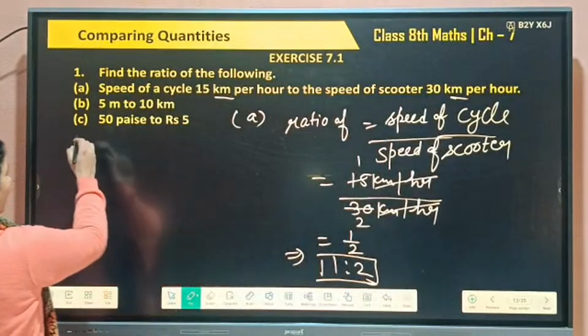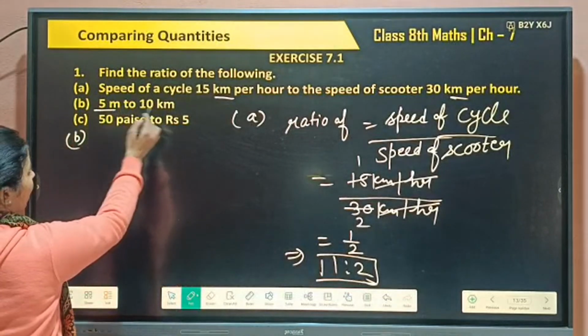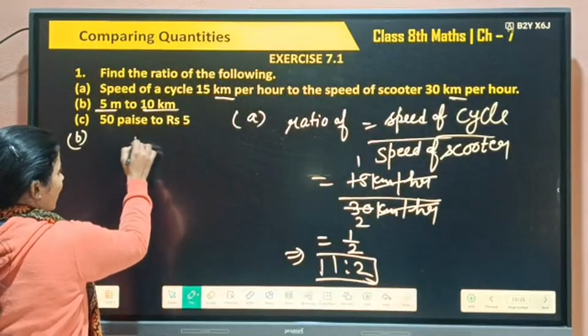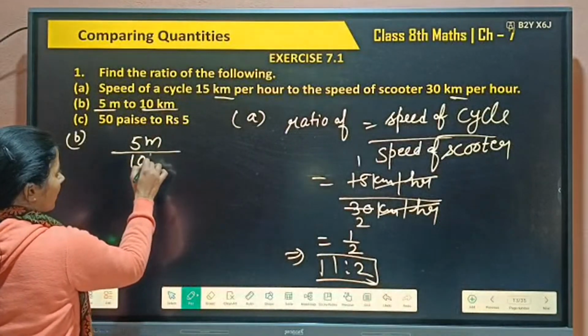What is second part? B part. 5 meter to 10 kilometer. We need to find out ratio 5 meter to 10 kilometer.